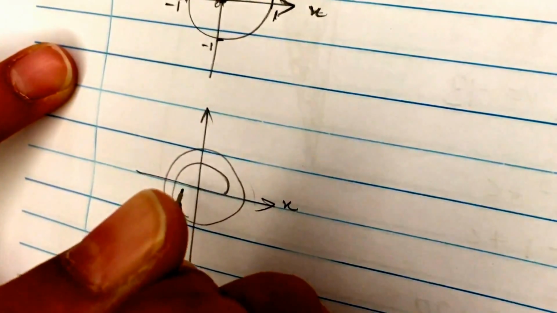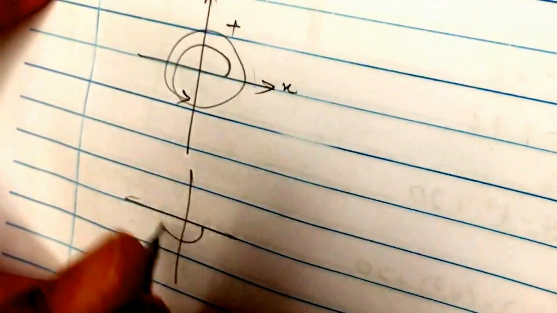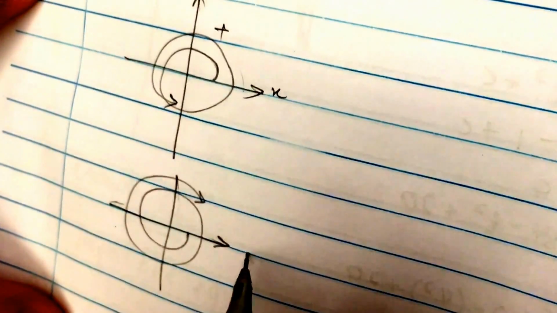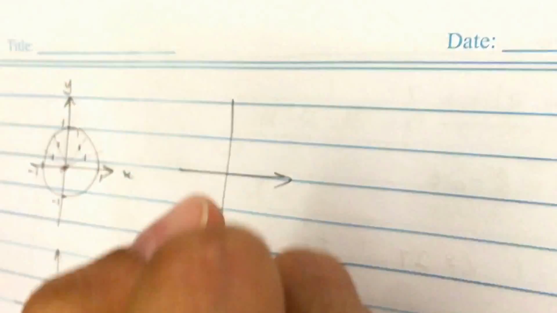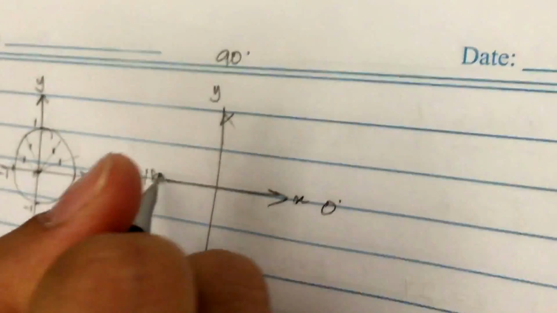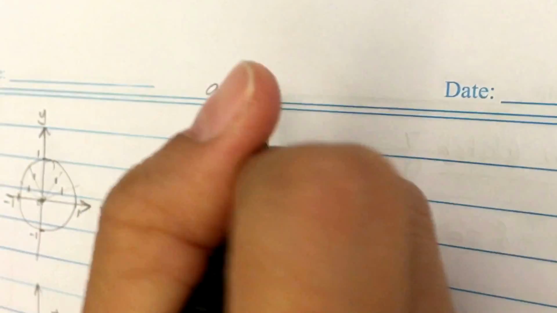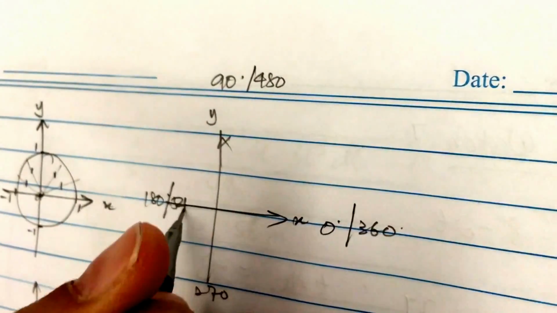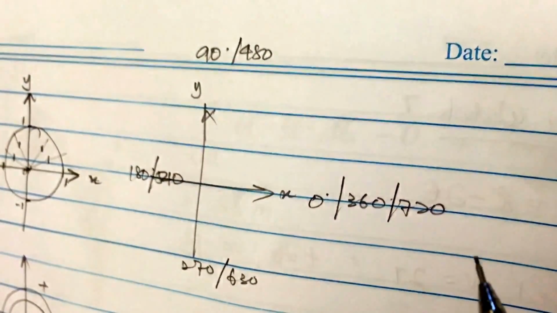If you turn anti-clockwise, your angle will be positive. If you turn clockwise, your angle will be negative. Okay, so when you turn in degrees, this is your y-axis, right? This is 0 degrees. Then this will be 90 degrees, 180 degrees, 270. You can keep going: 360, 450, 540, 630, 720, and so on.